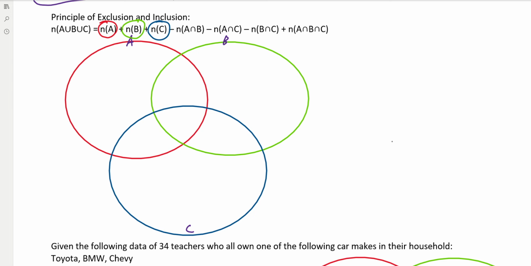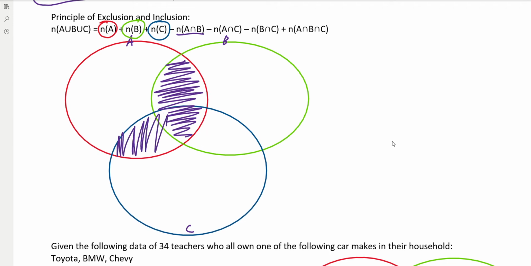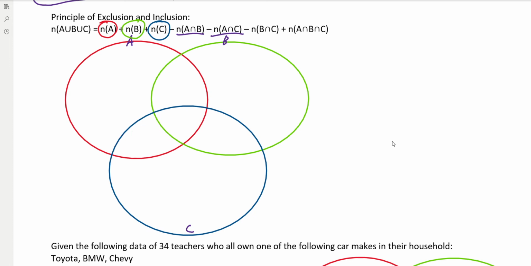When it talks about the intersection between A and B, it's talking about this part, right here, so we're subtracting that. When it's talking about the intersection between A and C, it's talking about this part, in there. When it's talking about B and C, it's talking about this part.